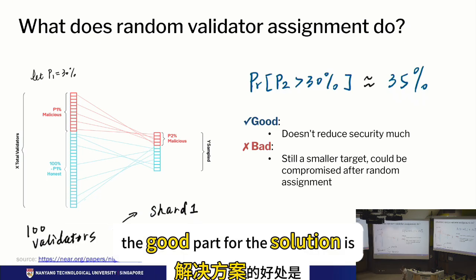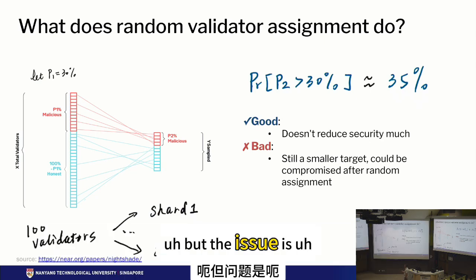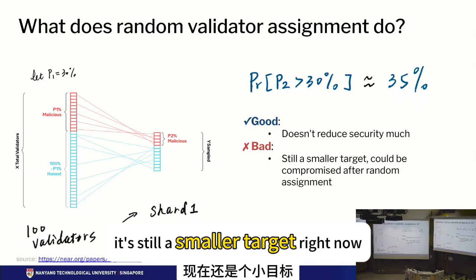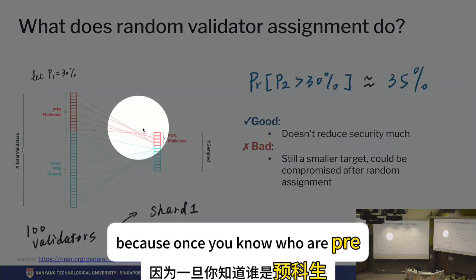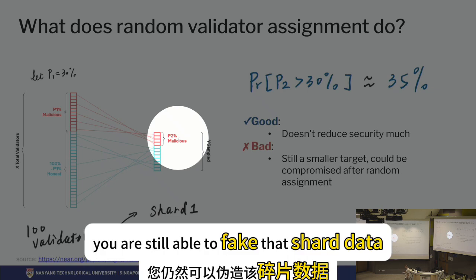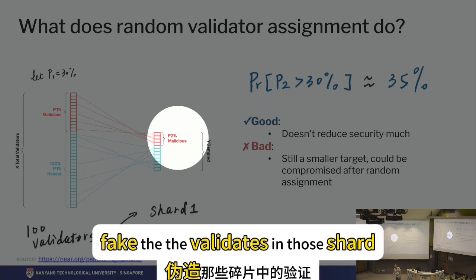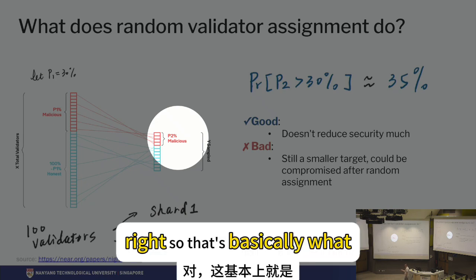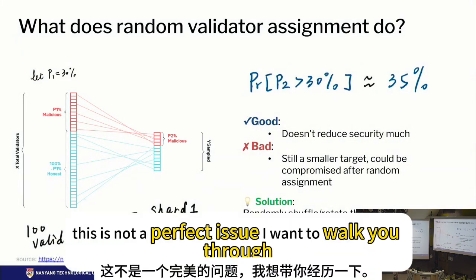The good part of the solution is it's a little bit more secure, compared to the 5.1% we got before. But the issue is it's still a small target. Once you know who is pre-randomly assigned to that shard, you are still able to attack that sharded chain by attacking the validators in those shards. That's basically what you were asking, right? So again, this is not a perfect solution.